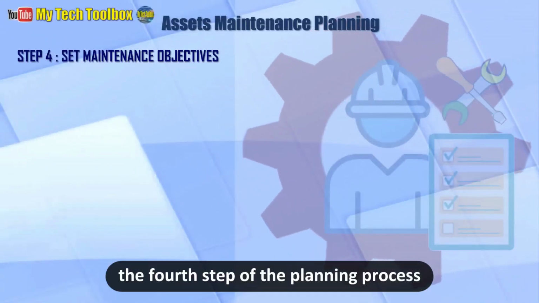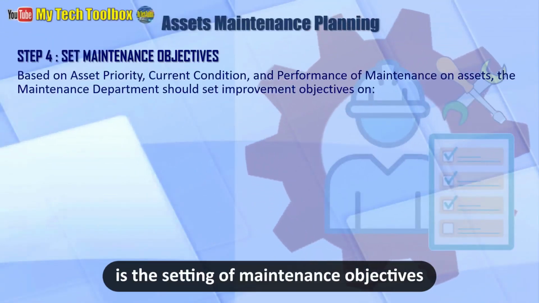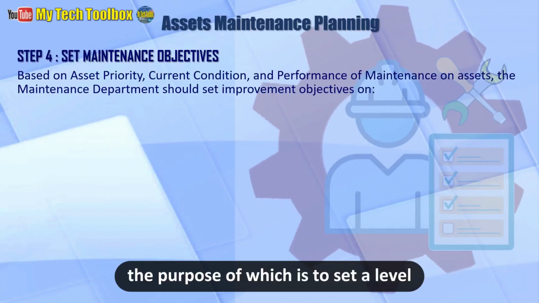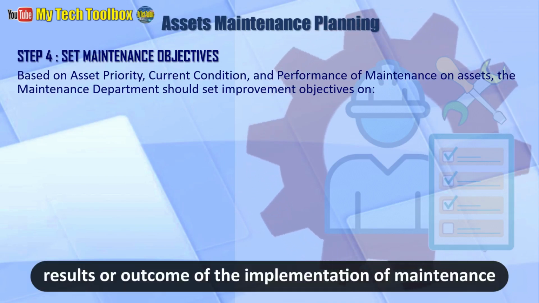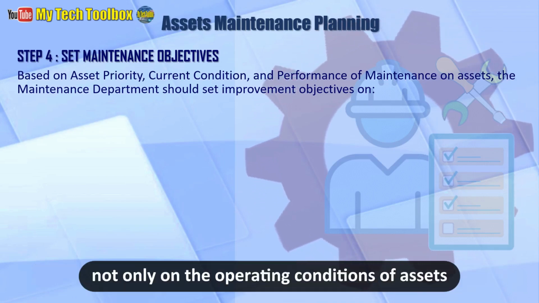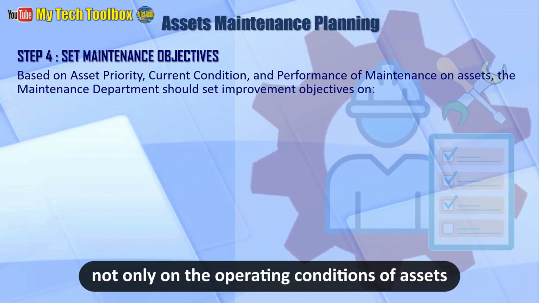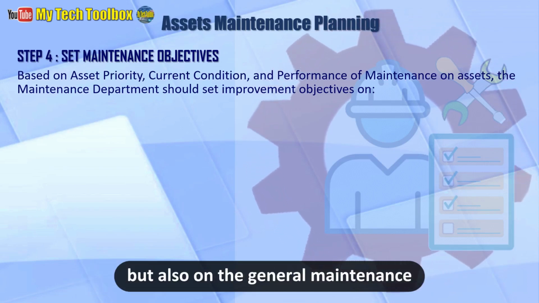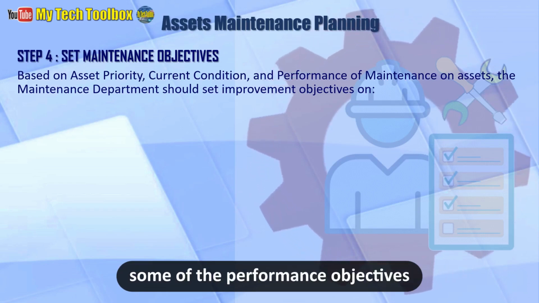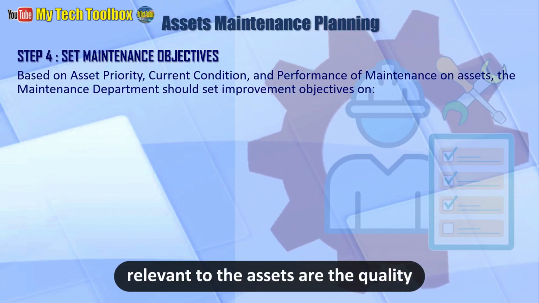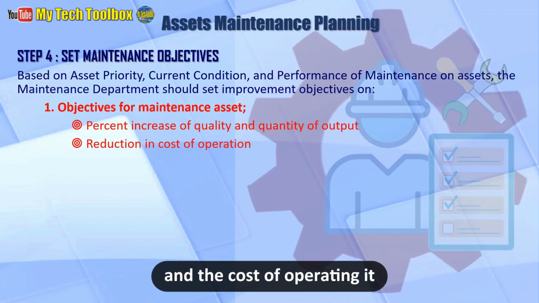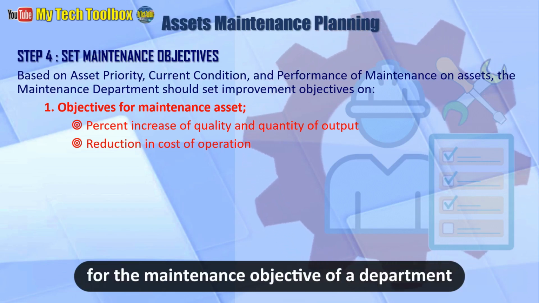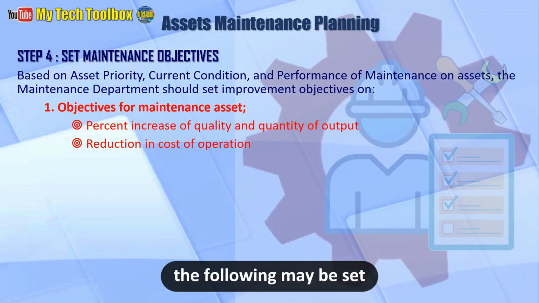The fourth step of the planning process is the setting of maintenance objectives, the purpose of which is to set a level or target of achievement, results, or outcome of the implementation of maintenance not only on the operating conditions of assets, but also on the general maintenance performance of the department. Some of the performance objectives relevant to the assets are the quality of its output and the cost of operating it. For the maintenance objective of a department, the following may be set.